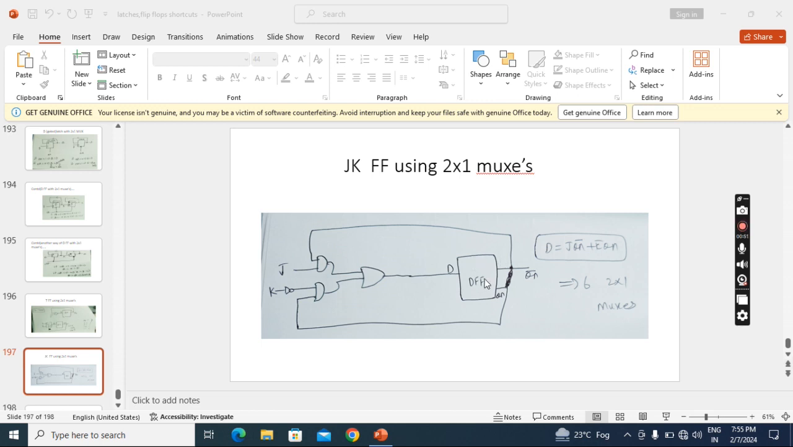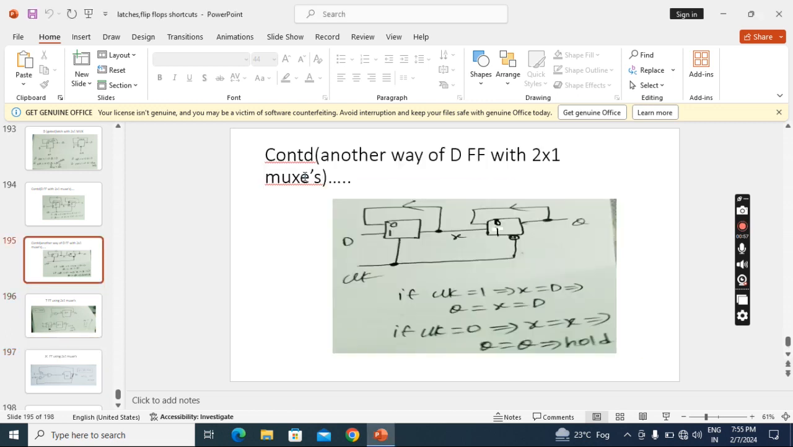This box contains 2 2x1 multiplexers because we know how to implement D. So this is the D. That whole box indicates this diagram. Okay.